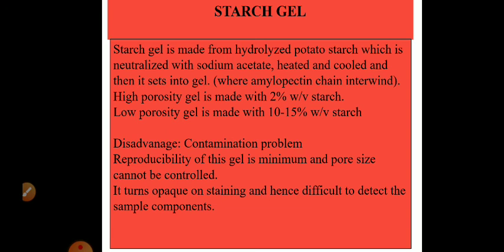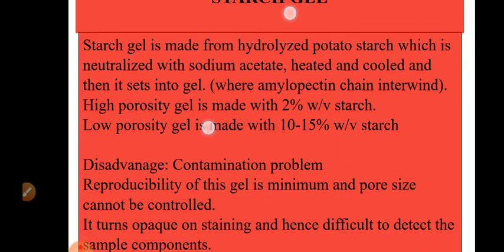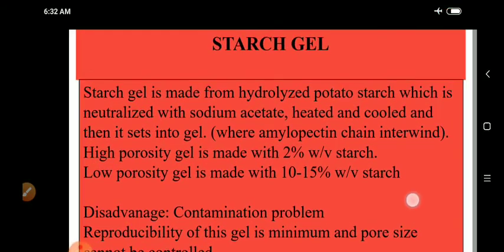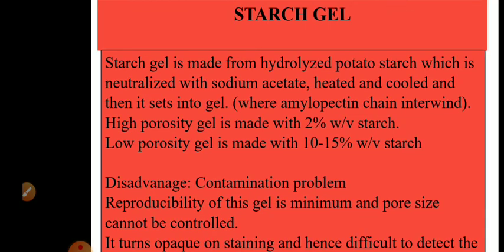The third type is starch gel. The resolution, the separation obtained on starch gel is nothing less than polyacrylamide gel, but there are certain disadvantages of using starch gel. Now, what is starch gel? Starch gel is made from hydrolyzed potato starch, which is then neutralized. You hydrolyze it with acid, and it is then neutralized with sodium acetate. It is heated, then cooled, and it sets into a gel.